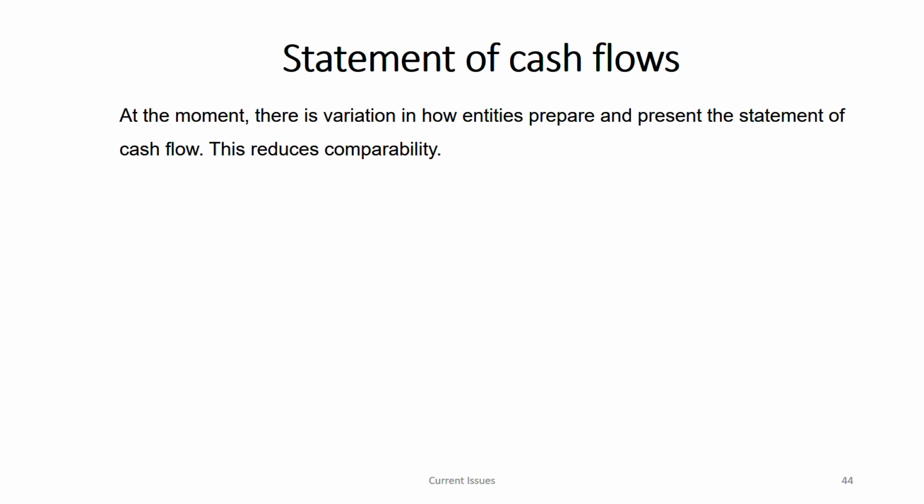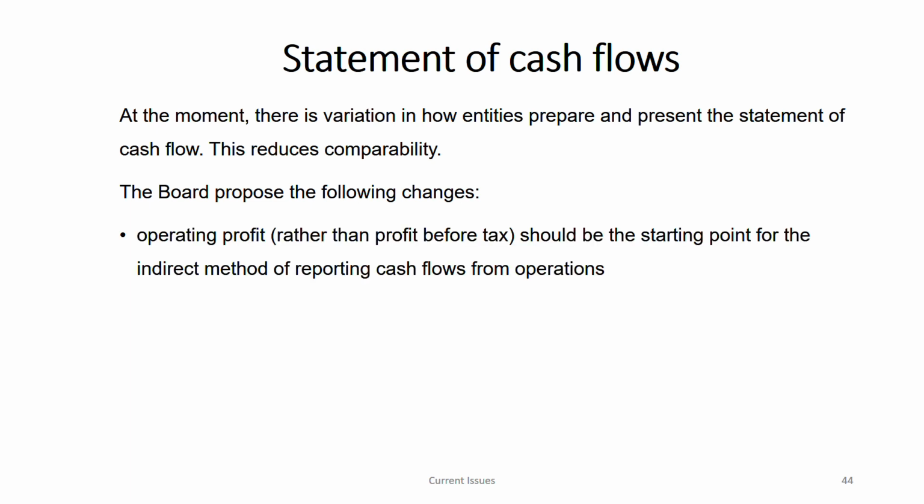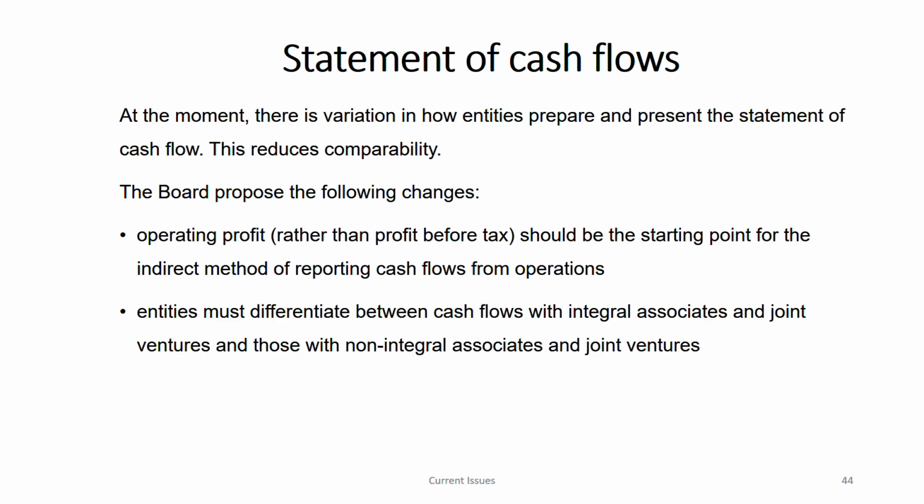That's why the board is proposing better ideas on how you need to present, disclose, measure and recognize. So now they are proposing the following changes. First, operating profit. The starting point when you are making a statement of cash flow using the indirect method should be operating profit, not profit before tax. When you are told to prepare the cash flow from operations, the starting point is operating profit, not profit before tax.